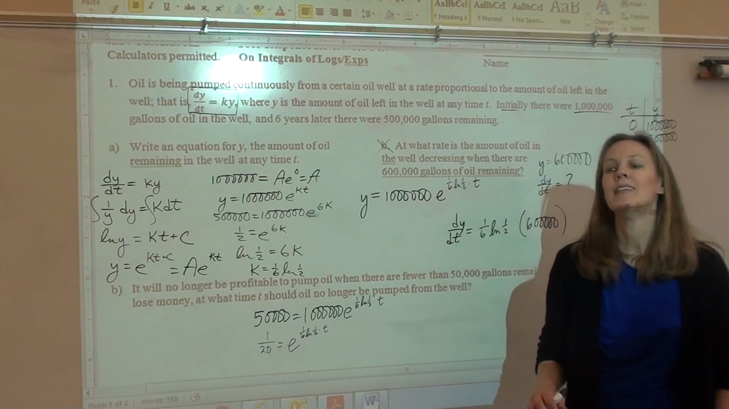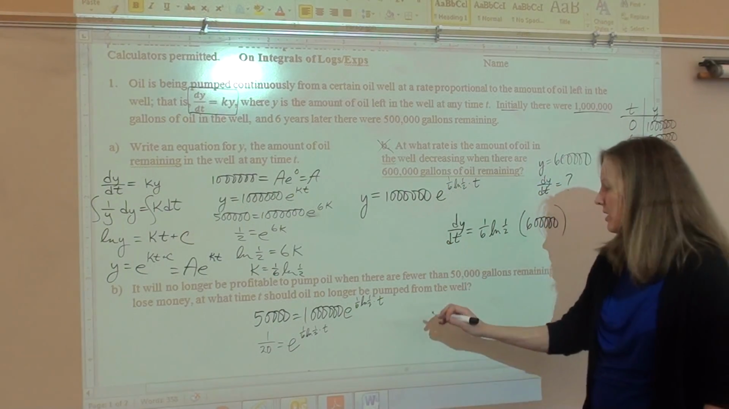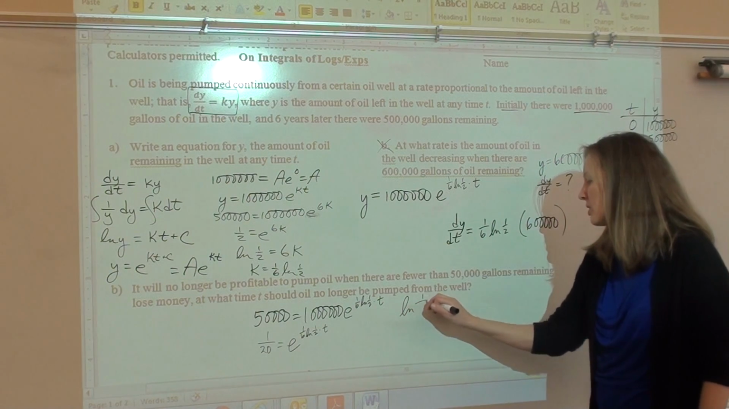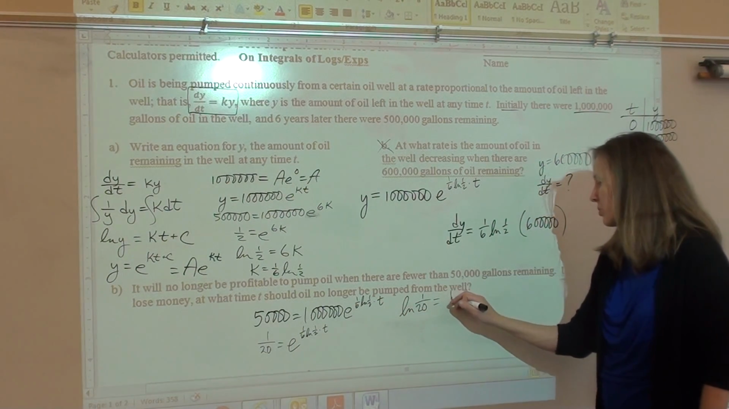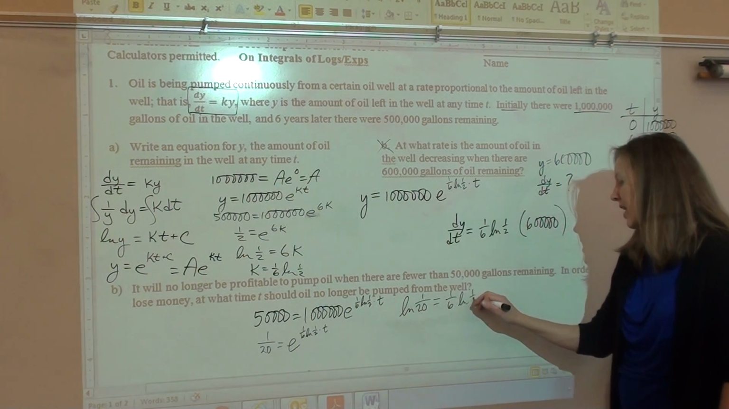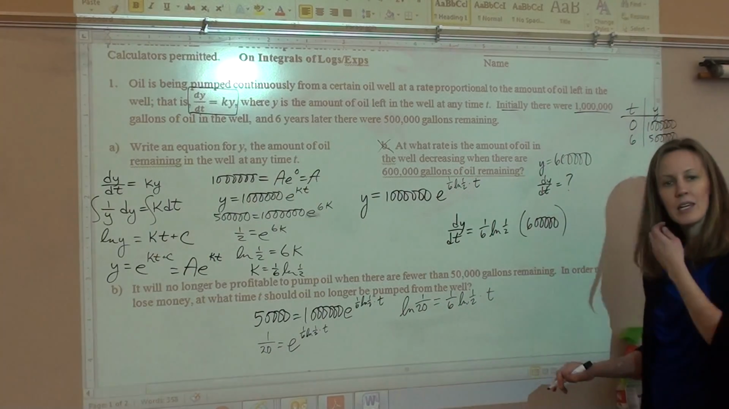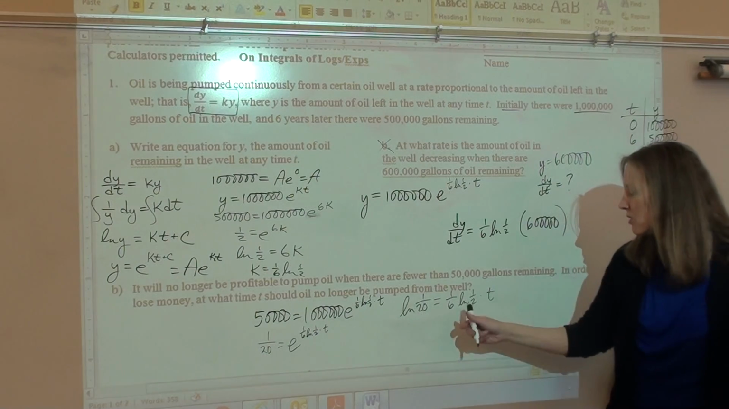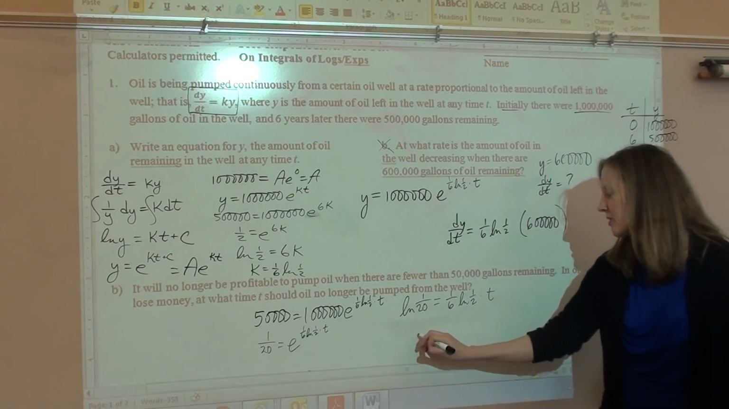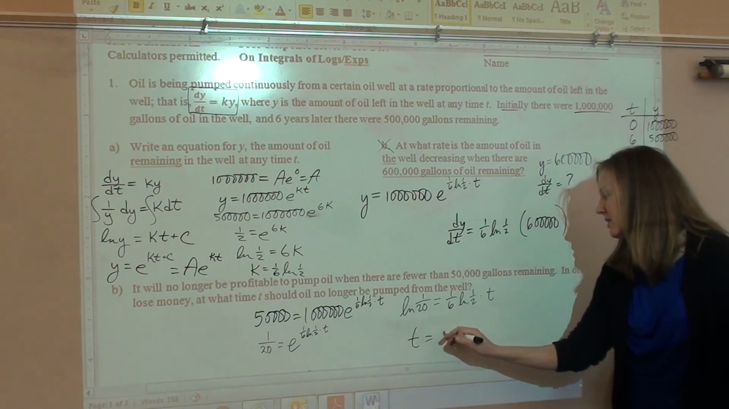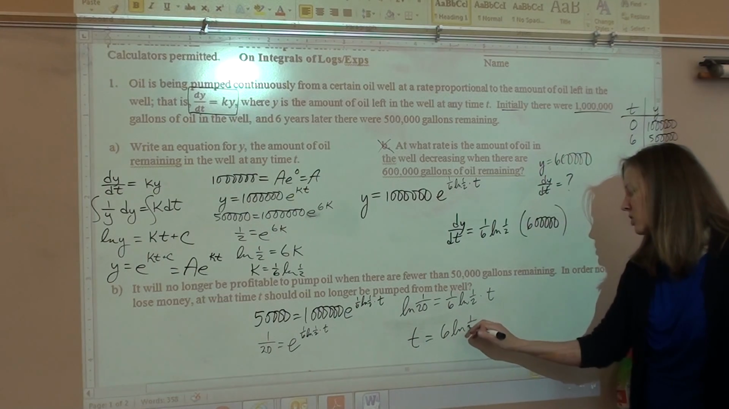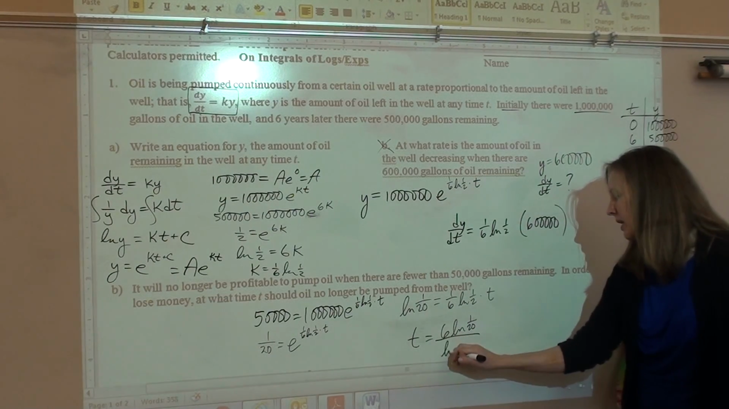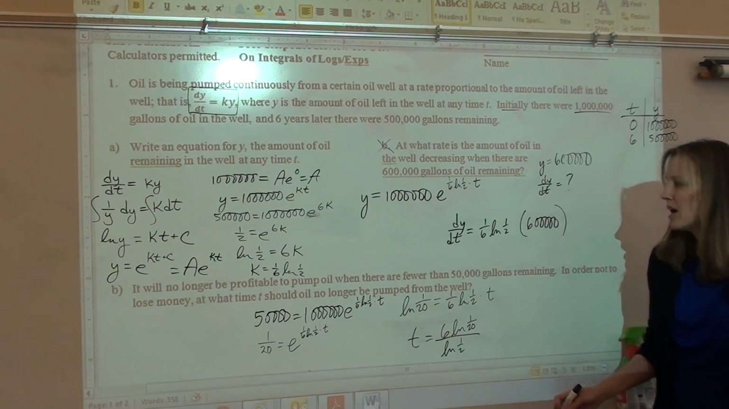Natural log both sides. So we get ln of 1/20th equals 1/6 ln of a half times t. Then write all that stuff below. You could divide by this whole thing. I'm going to times by 6, divide by ln of a half. So my t is 6 ln of 1/20th divided by ln of a half.